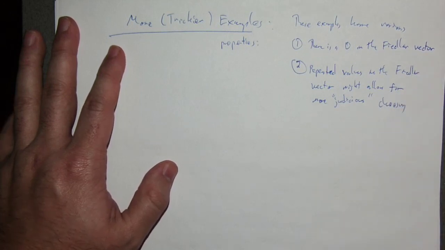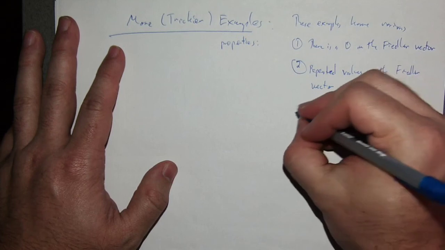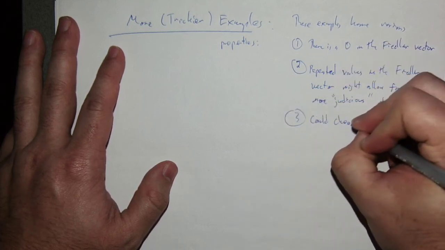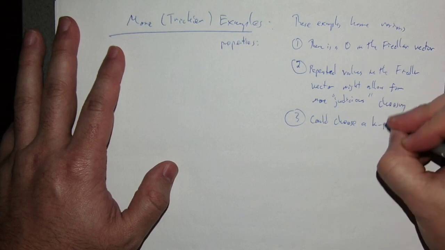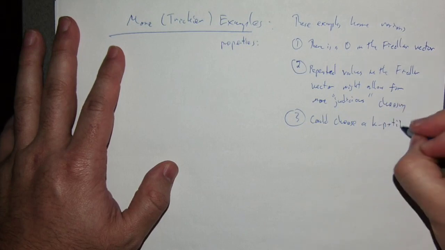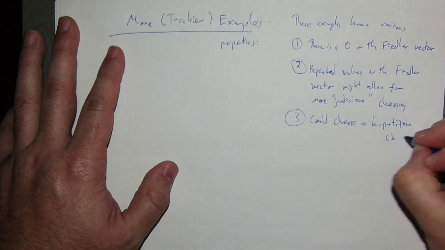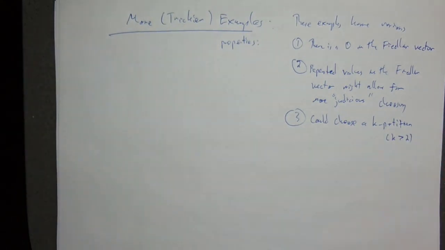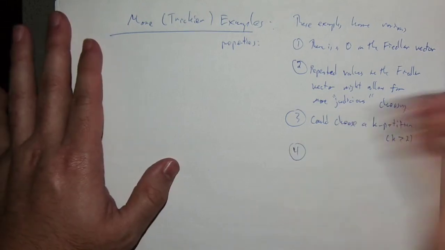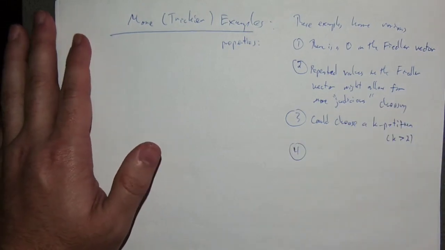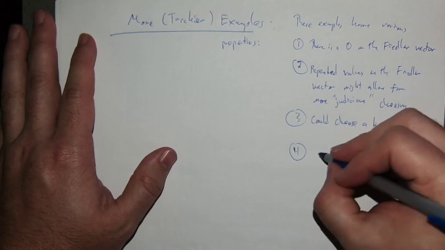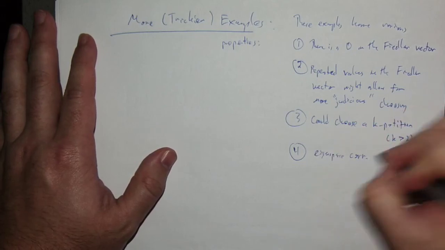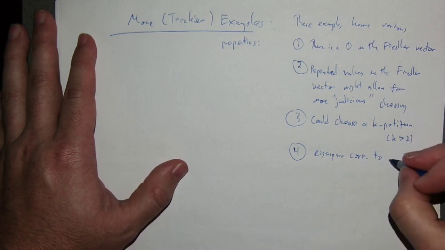Okay. You could choose a K partition. Remember, a partition is where K is equal to 2, so you could choose a K partition for K, say, strictly greater than 2. So you could actually split the graph into 3 pieces. That's something you could do. Fourth thing, you could have the eigenspace corresponding to the Fiedler vector have dimension greater than 1.